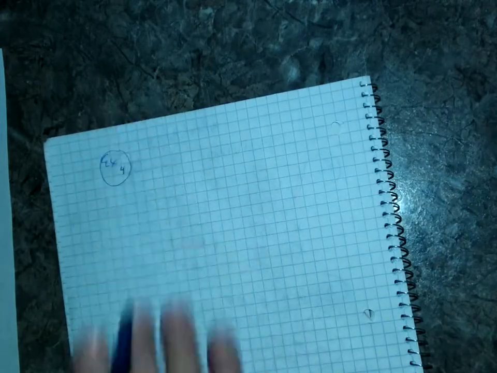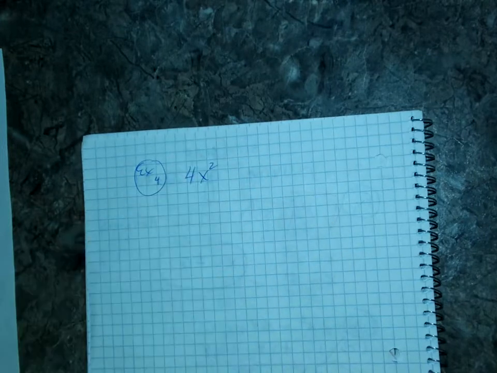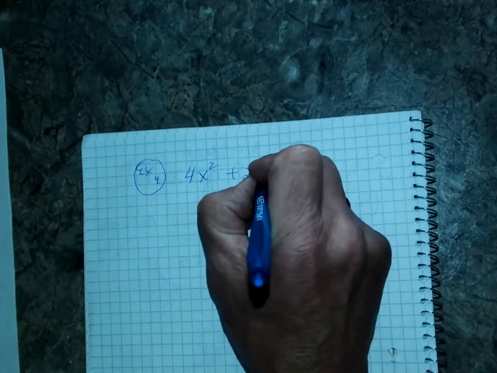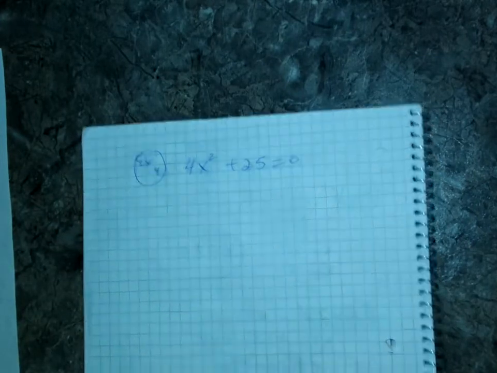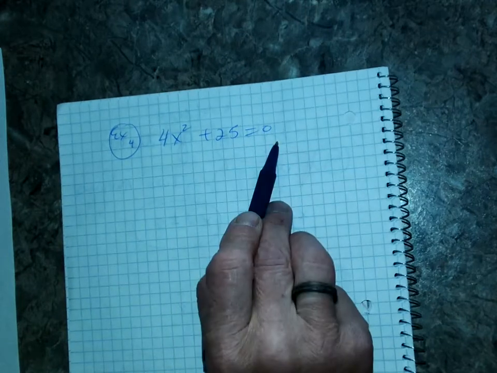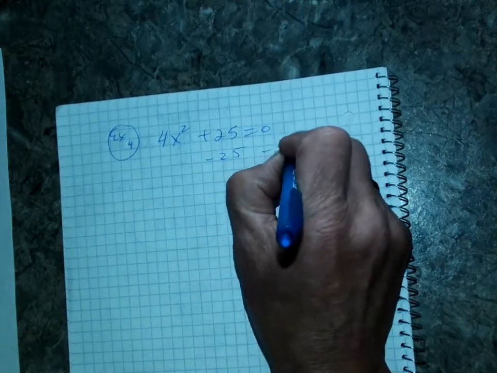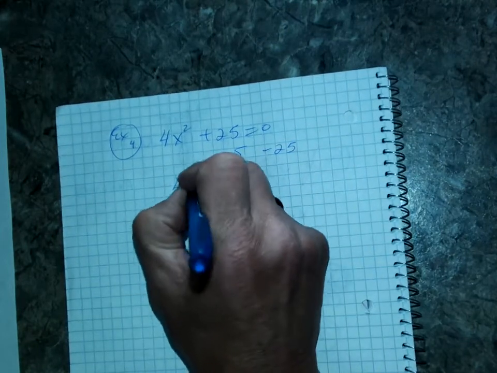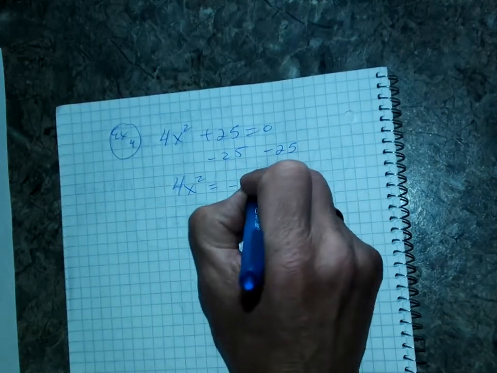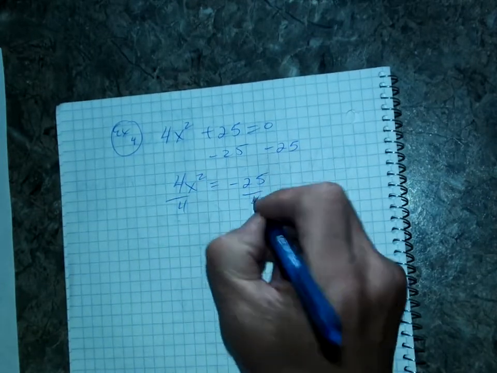Example 4. I'm going to have 4x squared plus 25 equals 0. Okay, let's solve. Let's go minus 25, minus 25. So we're just going to solve, minus 25, minus 25. 4x squared equals negative 25. Let's divide by 4, divide by 4.